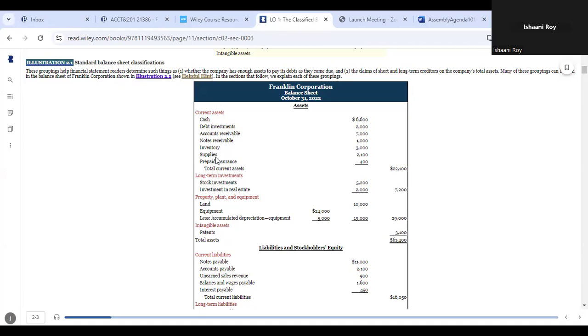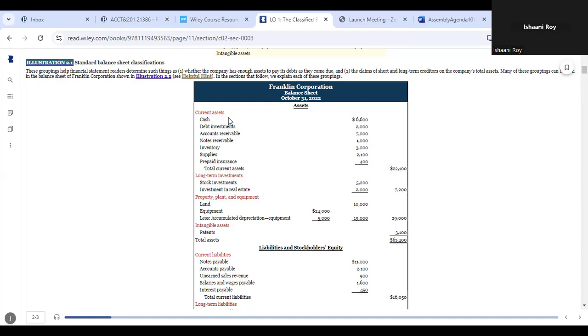Here, if it's a current asset, it means I use it up in 1 year. Okay, so materiality. Let's say I buy all my managers really expensive ink pens to sign with.